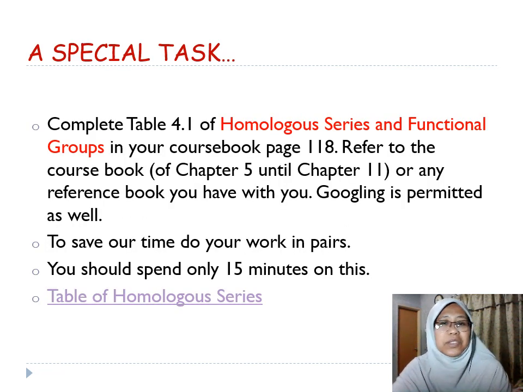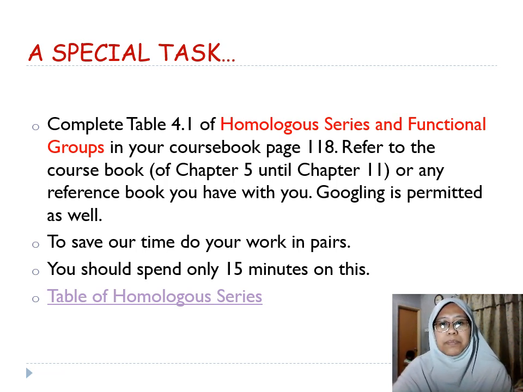We have a special task for you. In this lesson, you need to complete table 4.1 on page 118. This table is called Homologous Series and Functional Group, and you can get the information from the book itself, but in different chapters. Chapter 5 is on alkane and alkene.